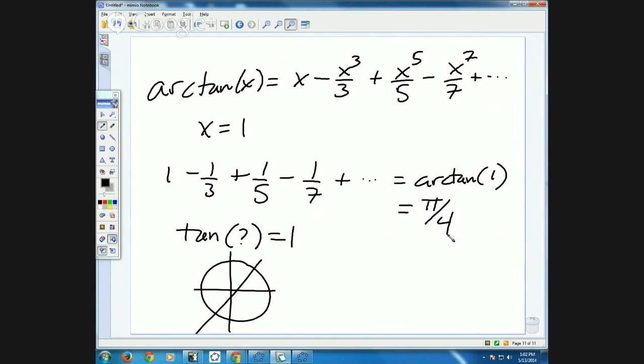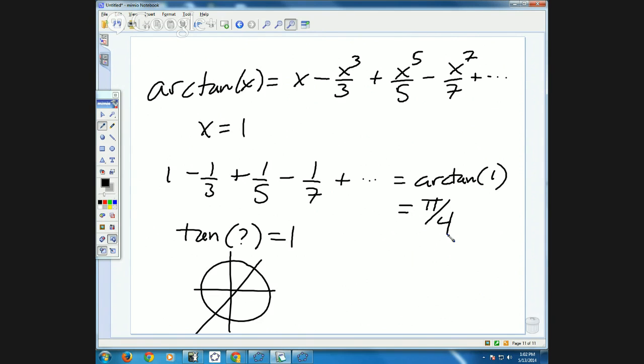I think somebody dinged. The alternating sum of the reciprocals of the odd numbers is pi over 4. Did you hear that? The reciprocals of the odd numbers, if we add them up, alternating, we get pi over 4. That's cool. I like that. I don't know why. How do people find pi?